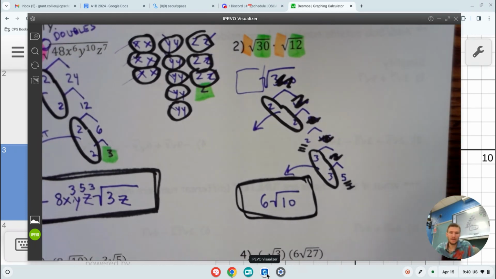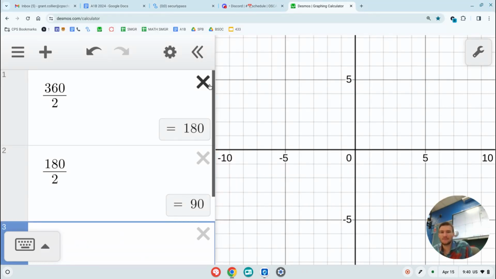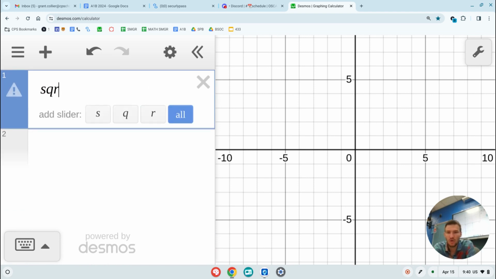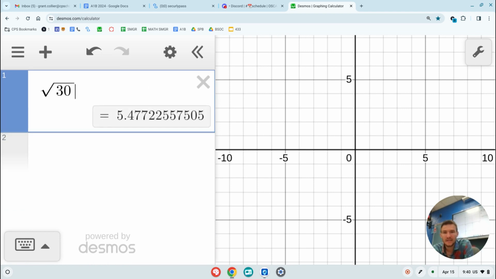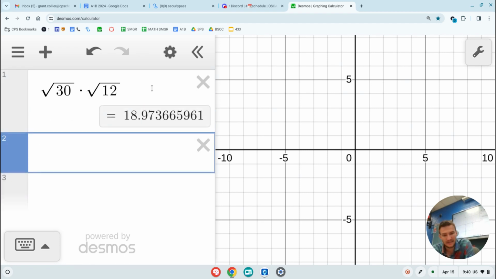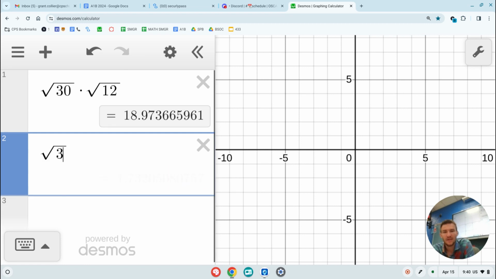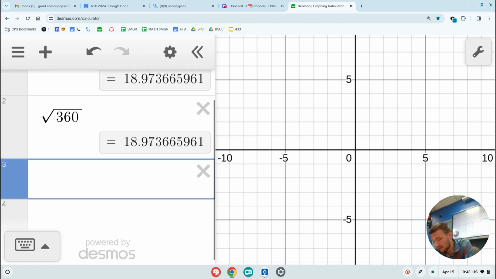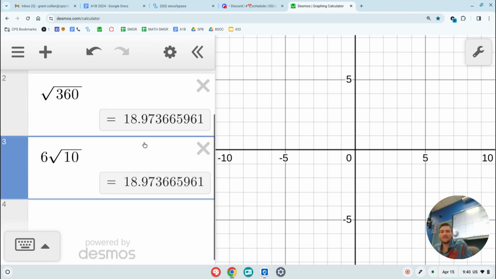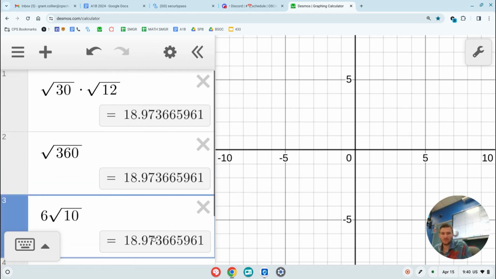Now, we talked about this last week, kind of one of the last times I'll show it to you. If you're ever not sure, square root of 30 times square root of 12 is the same thing as square root of 360 is the same thing as 6 square root of 10. All of these decimals are the same decimal, so we can trust that this is the right answer.